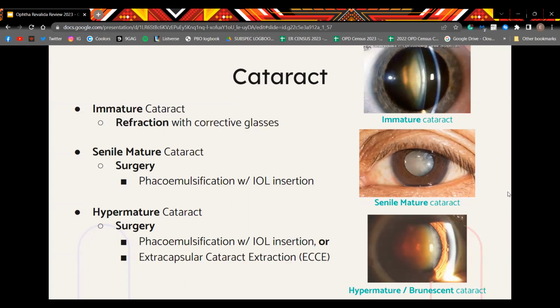Extracapsular cataract extraction is when you remove the lens in its entirety. Parang hindi mo siya dodorogin with the phaco probe. And this is done in hypermature cataracts kasi yung ibang hypermature cataract masyado na sila makunat. Kumbaga mahirap na sila i-break down with the phaco. So kailangan ng ECCE.